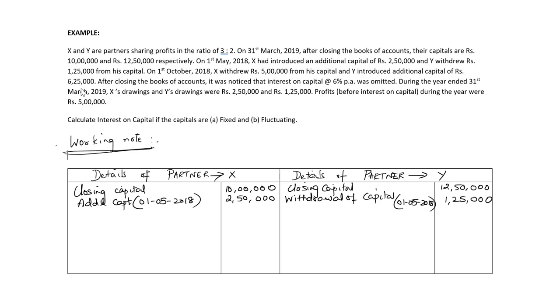On 1st October 2018, X has withdrawn rupees 5 lakh from capital. Under partner X, withdrawal of capital, date 01/10/2018, rupees 5 lakh. And Y introduced additional capital of rupees 6,25,000. Additional capital, date 01/10/2018, 6,25,000.